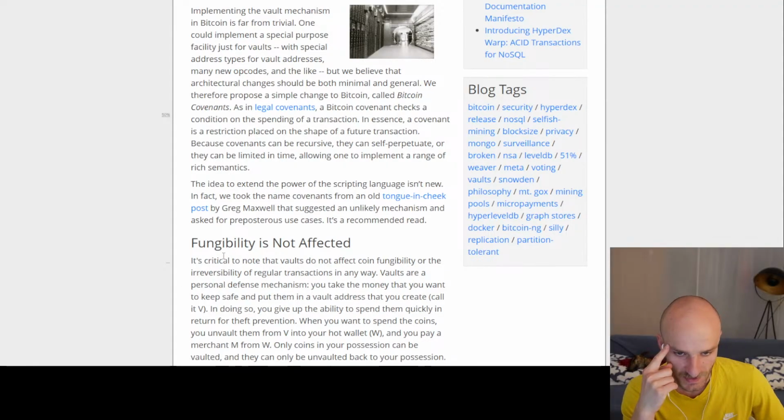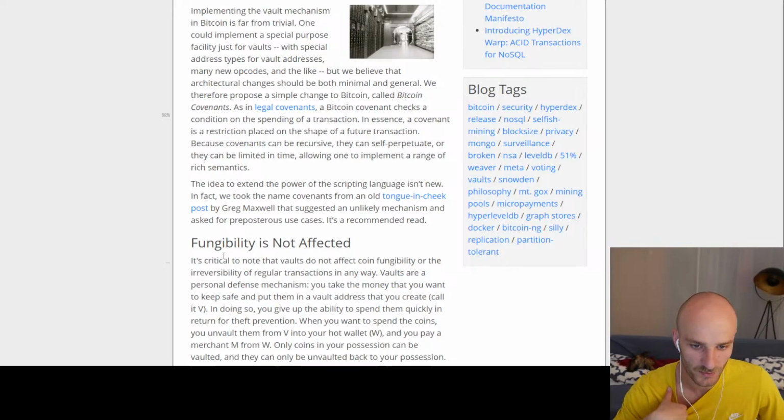The idea to extend the power of scripting language isn't new. In fact, we took the name Covenants from an old tongue-in-cheek post by Greg Maxwell that suggested an unlikely mechanism and asked for preposterous use cases. It's a recommended read.